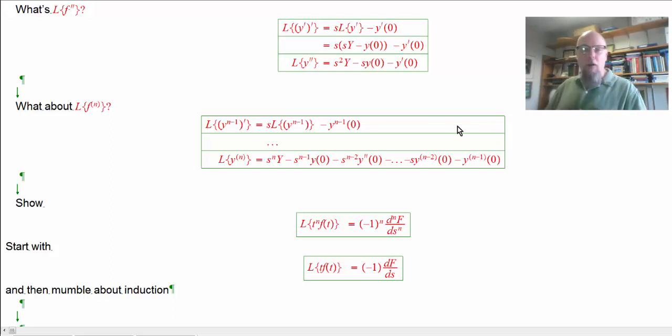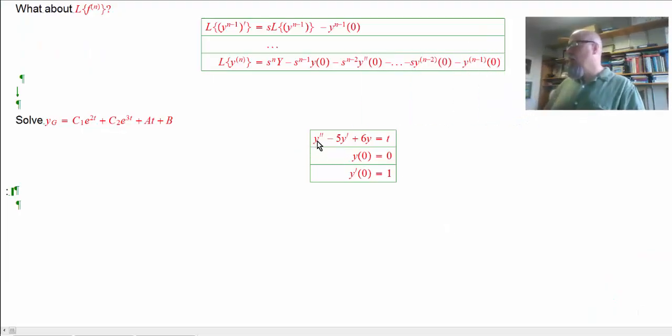Most likely in our exercises, we're going to take the Laplace transform of the first derivative, the second derivative, maybe the third derivative. But with this formula, we can take the Laplace transform of any derivative.